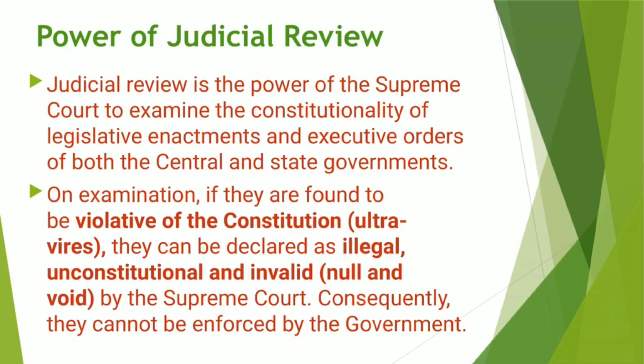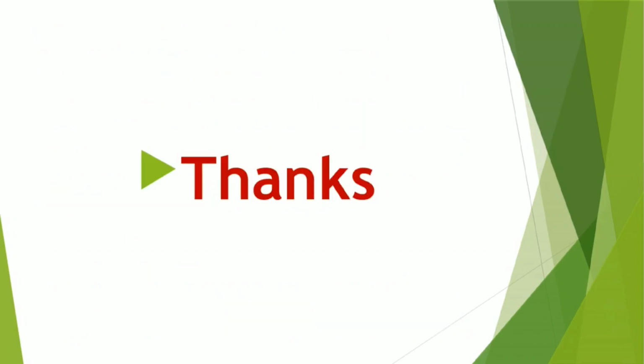In the last, we have the power of judicial review. Judicial review is the power of the Supreme Court to examine the constitutionality of legislative enactments and executive orders of both the central and state governments. On examination, if they are found to be violative of the Constitution, they can be declared as illegal, unconstitutional, and invalid by the Supreme Court. Consequently, they cannot be enforced by the government. In this way, every executive order or bill passed by the center and state can be examined by the Supreme Court through this power of judicial review.